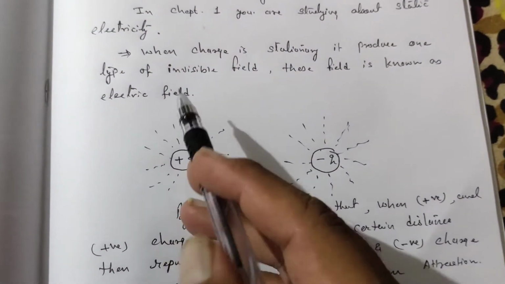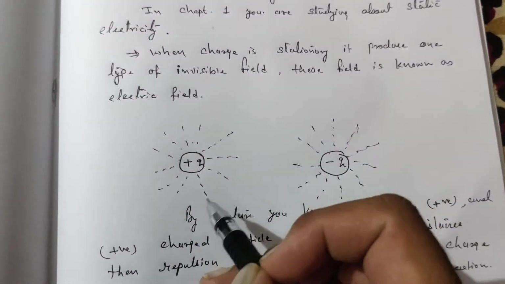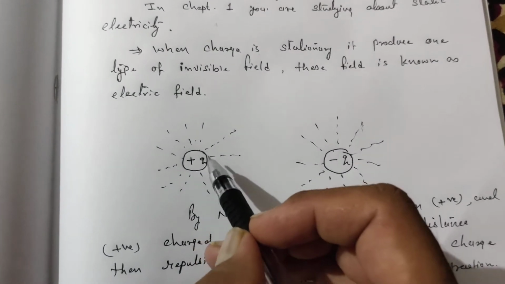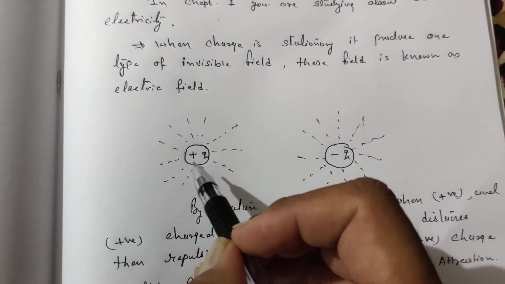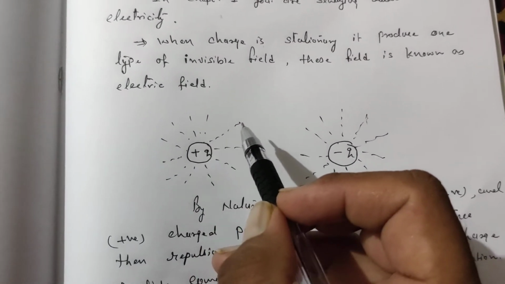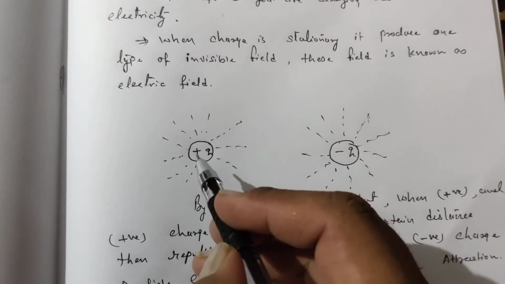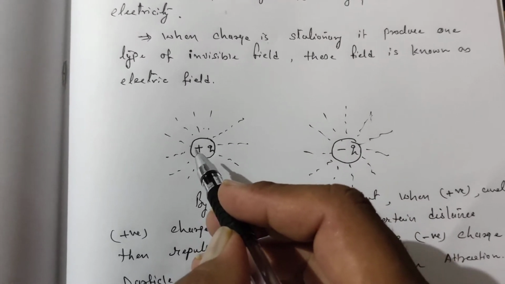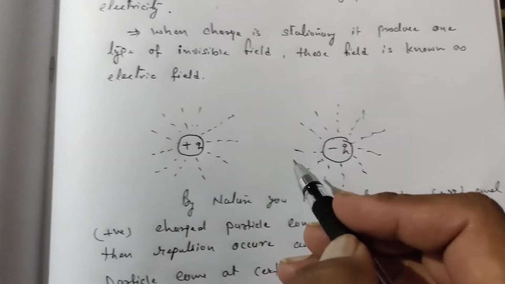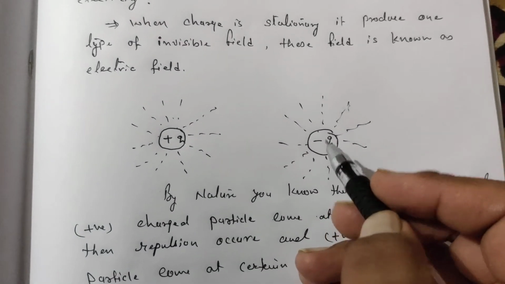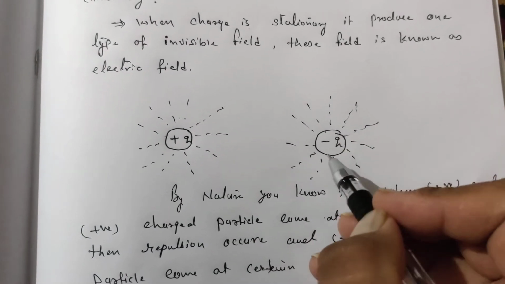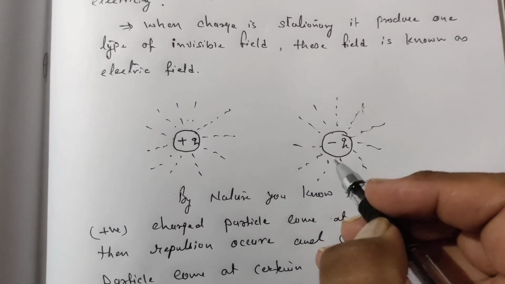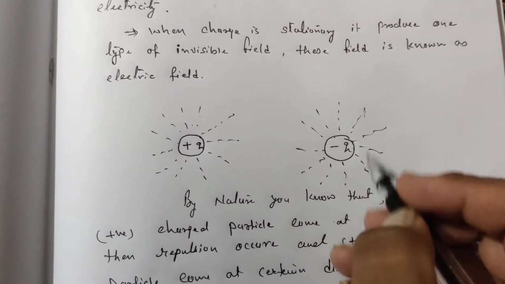when a charged particle is put at rest, in that case it produces one type of imaginary field. This is known as the electric field. Here I draw one field regarding a positive charge, and here I draw one more diagram regarding a negative charge. Here also it produces a field surrounding these charges.